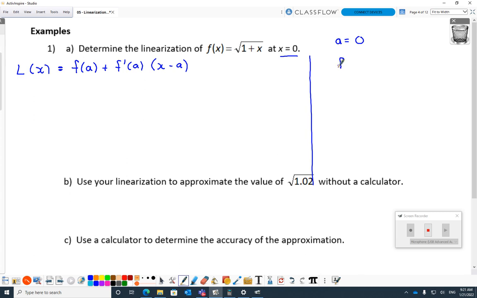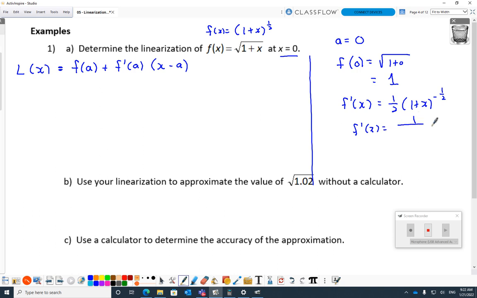So it needs f at 0, and I'm just subbing 0 into the function, and I get the number 1. I'm also going to need f prime at 0. So I need f prime at x. Okay, f at x, let me just write over top of this. F at x equals 1 plus x to the 1/2. So f prime at x is 1/2, 1 plus x to the negative 1/2, or it's 1 over 2 root 1 plus x. So f prime at 0 is 1 over 2.